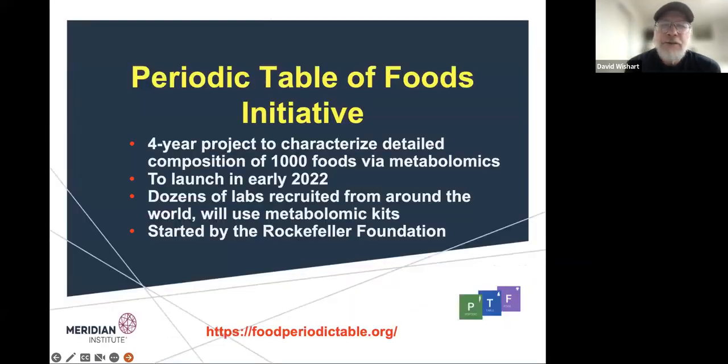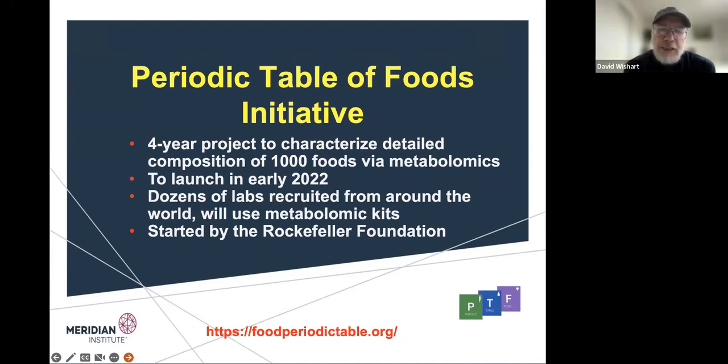Another initiative that actually grew from our work on the FooDB was inspired by the Rockefeller Foundation and I guess the American Heart Foundation to lead the Periodic Table of Foods initiative. This is a 4 or 5 year project that started in late 2021, early 2022, to characterize using metabolomics the composition of about 1,000 different foods. They're recruiting a wide variety of labs from around the world, and they're building out metabolomics kits, similar to ones that I've described, to help the different labs characterize these food constituents in a quantitative and consistent way.